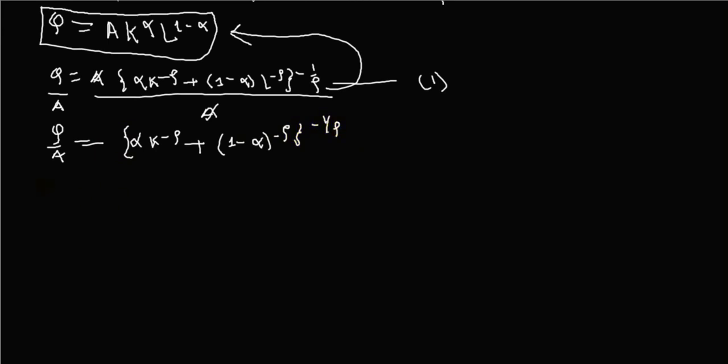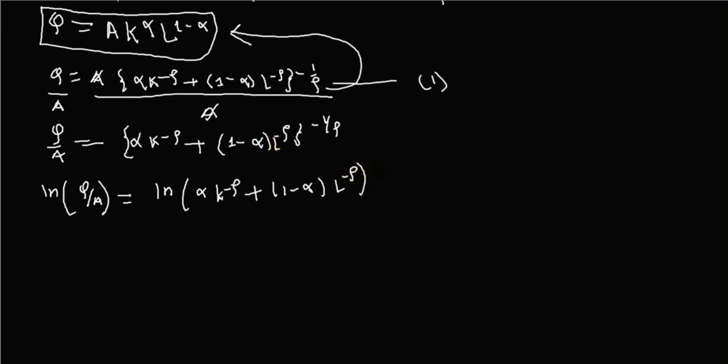Now I will take log on both sides. Log Q by A equals log {alpha K^(-rho) + (1 minus alpha) L^(-rho)} to the power minus 1 by rho.